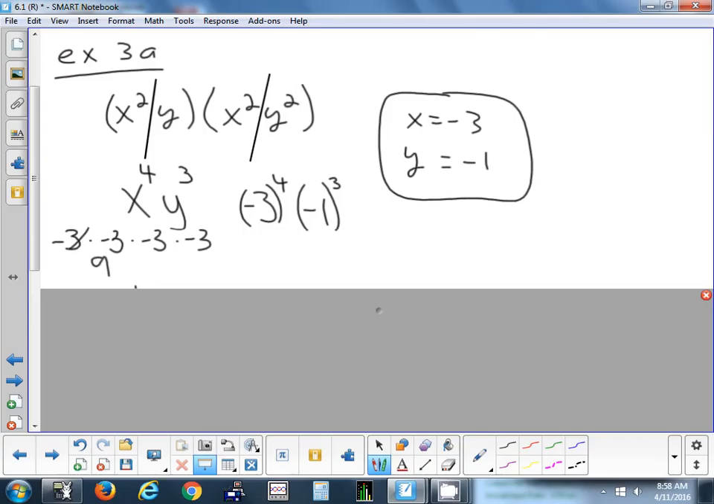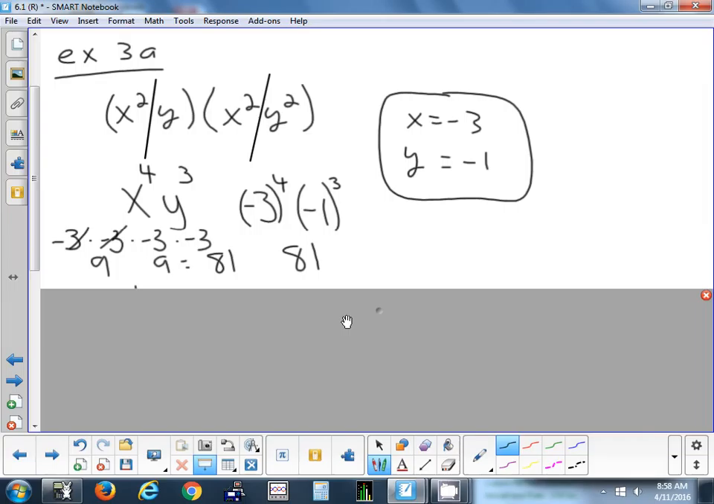These guys are taken care of. And then -3 times -3 again? Positive 9. 9 times 9? 81. Positive 81. All right? Because the exponent is even, everything's balanced. I can multiply these two negative guys together to get a positive, and these two negative guys together to get a positive, and I get my 81.